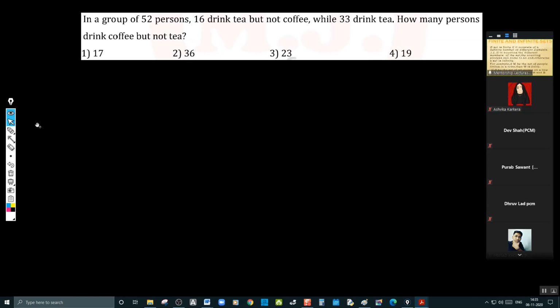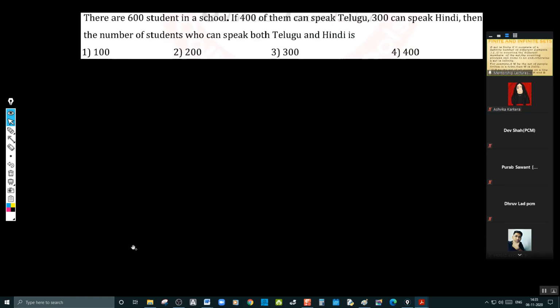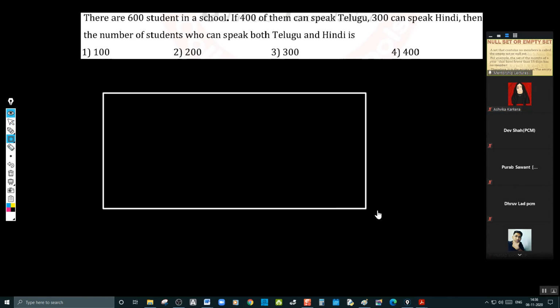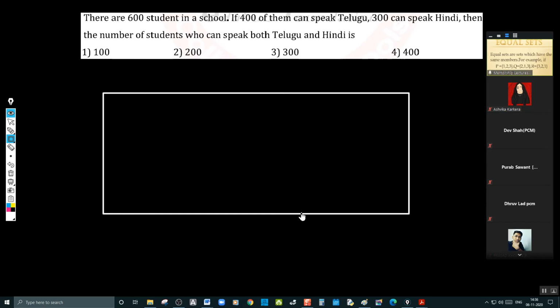There are 600 students in a school. If 400 of them can speak Telugu, 300 can speak Hindi, then the number of students who speak both Telugu and Hindi. Now, if you see that, so 100.